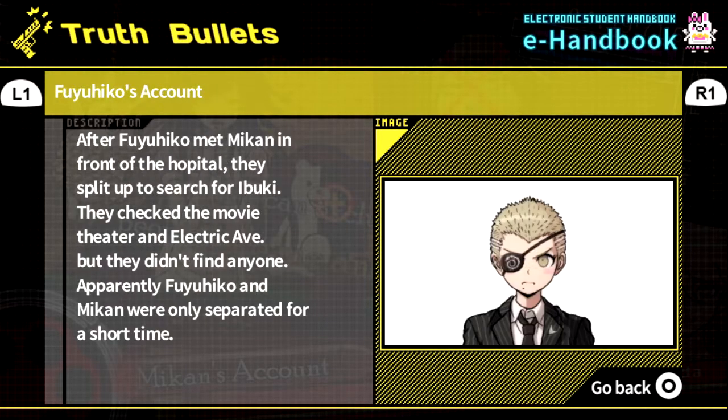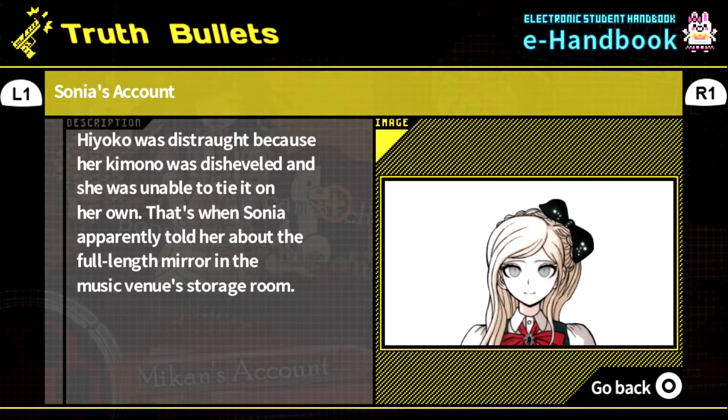Okay. Fuyuhiko. After Fuyuhiko met Mikon in front of the hospital, they split up to search for Ibuki. They checked the movie theater and Electric Avenue, but they didn't find anyone. Apparently, Fuyuhiko and Mikon were only separated for a short time. And Sonia. Hiyoko was distraught because her kimono was disheveled and she was unable to tie it on her own. That's when Sonia apparently told her about the full-length mirror in the music venue's storage room.